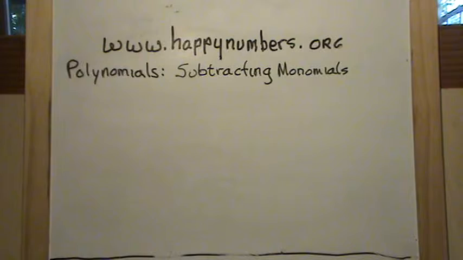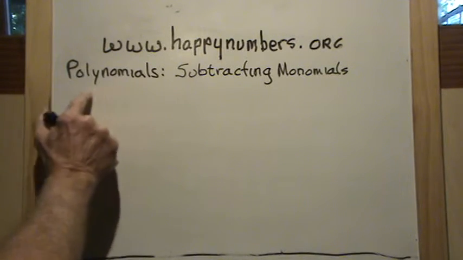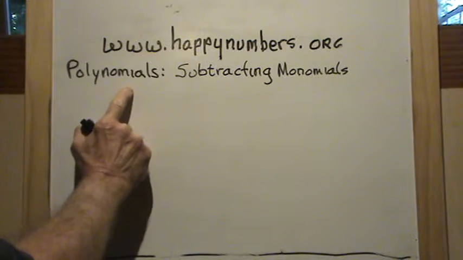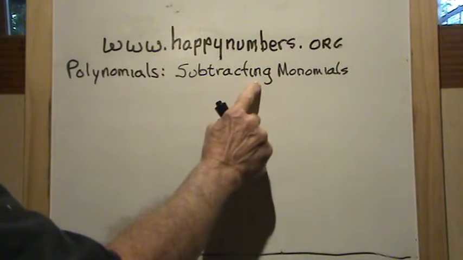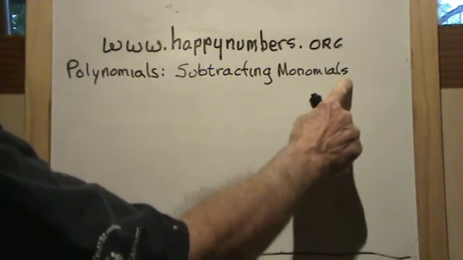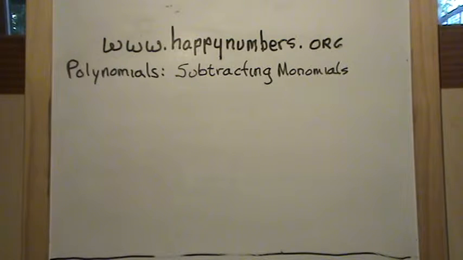www.happynumbers.org. Today's lesson, we're still working on polynomials, and today we're going to be looking at subtracting monomials. A monomial is a polynomial that only has one term in it. Okay, but I want to do some review first off.